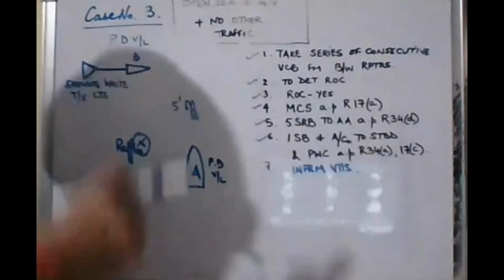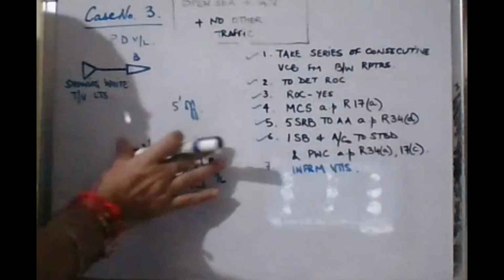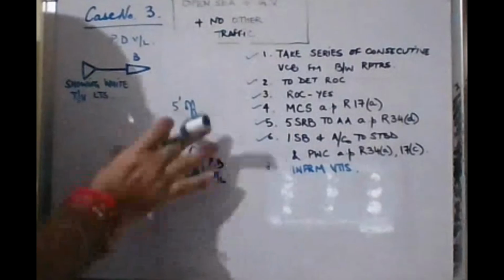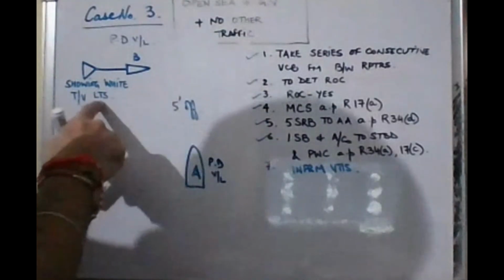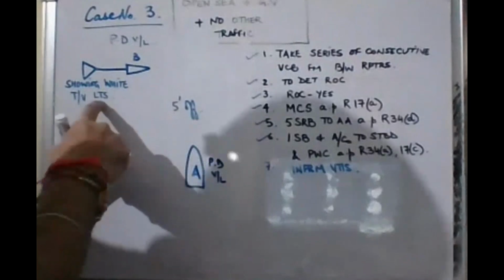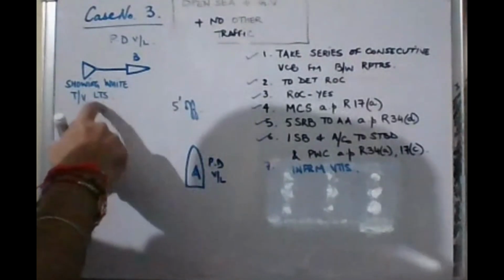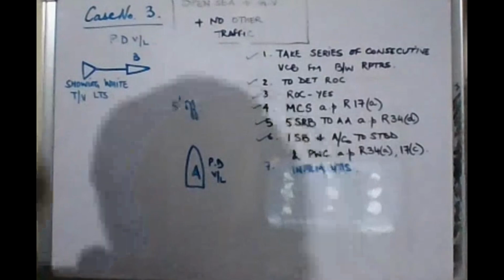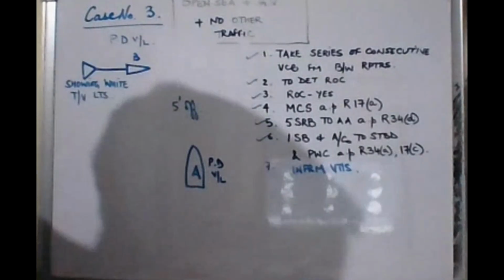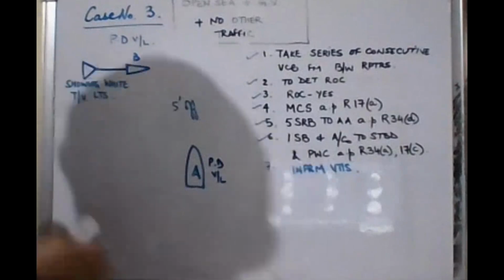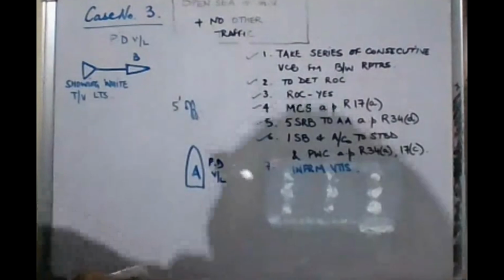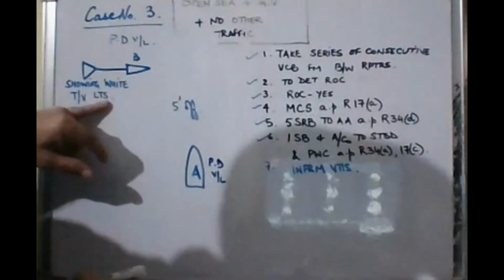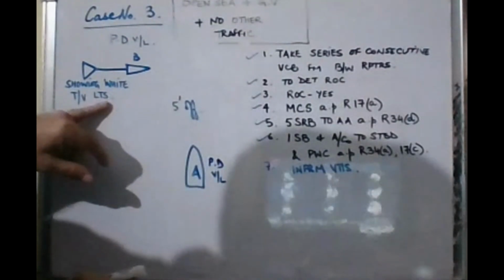All right. A little bit about these white towing vessel lights. What is the arc of visibility of this? 135. No, negative. Which lights are these? All white lights, sir. 360.